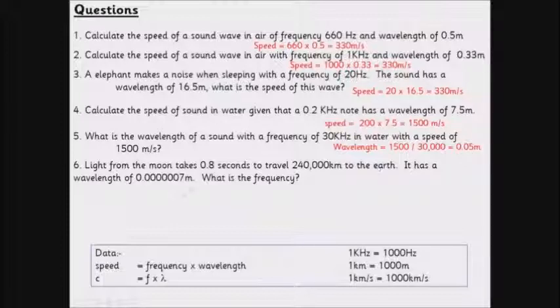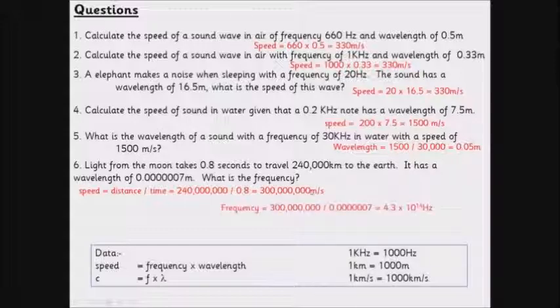And then finally, light from the moon takes 0.8 seconds to travel 240,000 kilometers to Earth. It has a wavelength of 0.0000007. What is the frequency? So first up, let's do our speed. Well, we know the speed is distance divided by time. So the distance is 240,000, the time is 0.8 seconds, and we get a speed which is 3 times 10 to the 8, or 300 million meters per second, which is the speed of light.